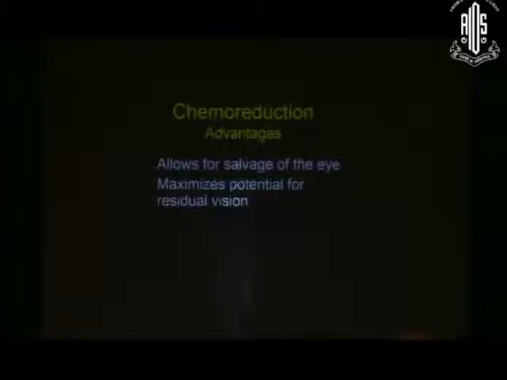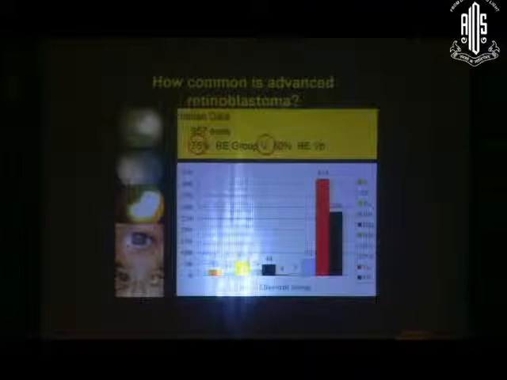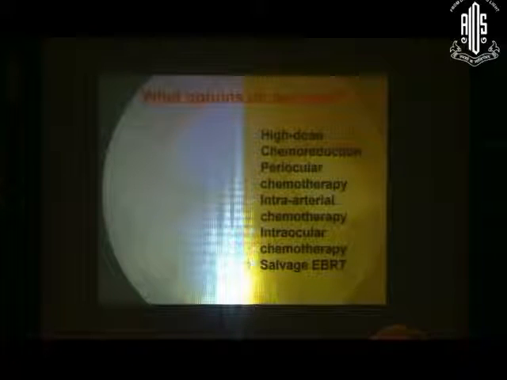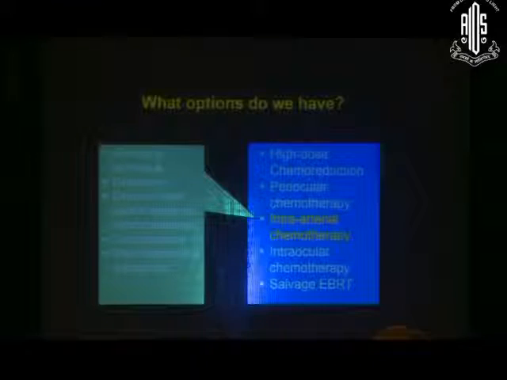Chemoreduction is magical, but the problem with standard chemoreduction is that it is not able to treat advanced retinoblastoma, which is our major problem. 75% of patients in India manifest with group 5 disease. So standard chemoreduction that is practiced in the West has limited success in group D and group E eyes, as you see here, and so we need a change in protocol. And the options that we have here are high-dose chemoreduction and periocular chemotherapy as a combination, intra-arterial chemotherapy, intraocular chemotherapy, and radiation. We don't want to use radiation, so we are left with other choices.